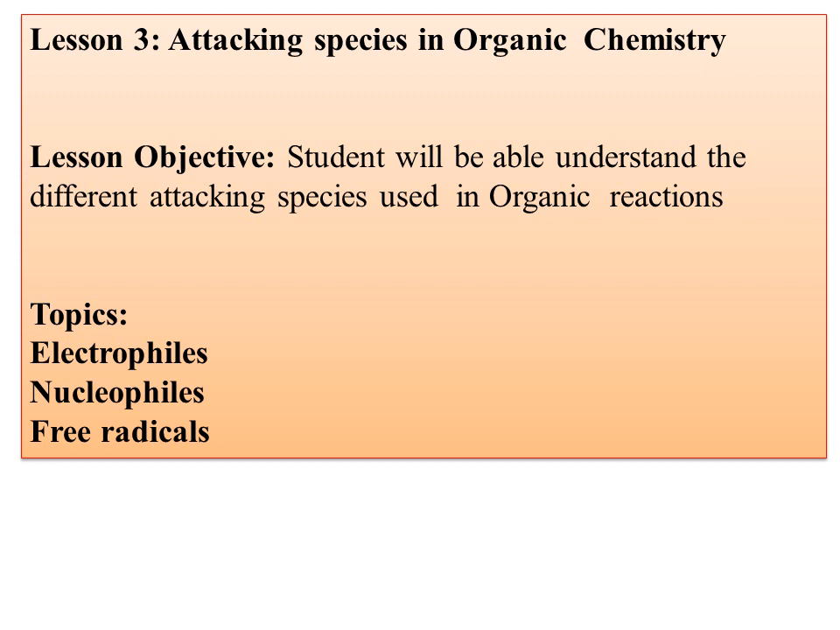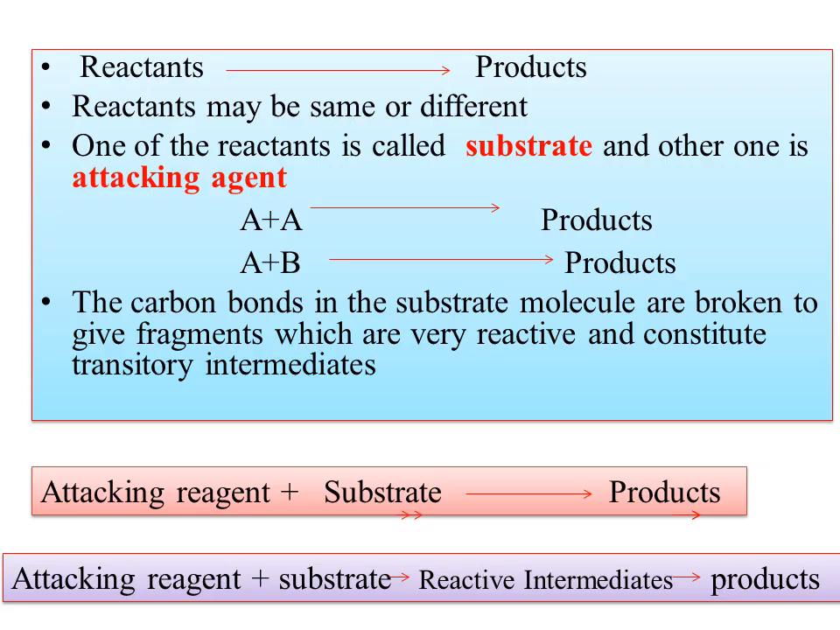So there are three different types of attacking species you come across generally in organic chemistry: electrophiles, nucleophiles and free radicals. All three we will learn in detail. Reactants give the product. They are separated by an arrow pointing towards the products. The reactants may be the same or different.